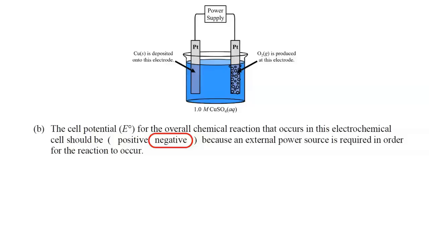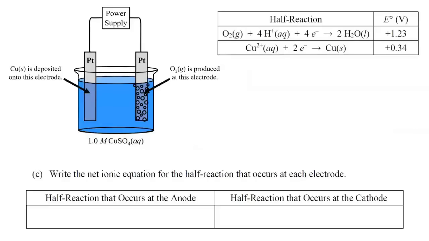All right, let's move on to part C of this question. It says write the net ionic equation for the half reaction that occurs at each electrode. Now we are given 2 reduction half reactions in the table. Let's take a look at what's happening at each electrode, and then we can process which electrode is the anode and which electrode is the cathode.